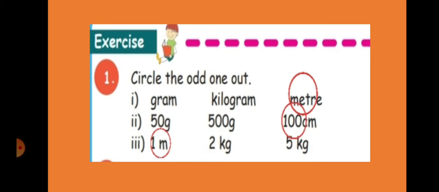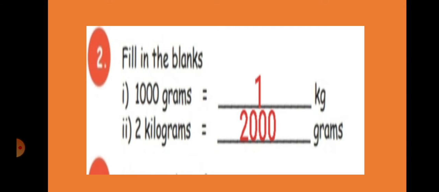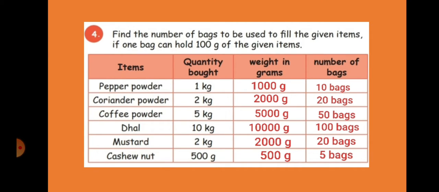Then we saw the book exercise, that is odd one out, and then fill in the blanks, short forms. And we saw this exercise: 1 kg is 1000 grams and it requires 10 bags. 2 kg means 20 bags. 5 kg means 50 bags. 10 kg means 10,000 grams, 100 bags. Again 2 kg means 2000 grams, 20 bags. 500 grams means 5 bags.